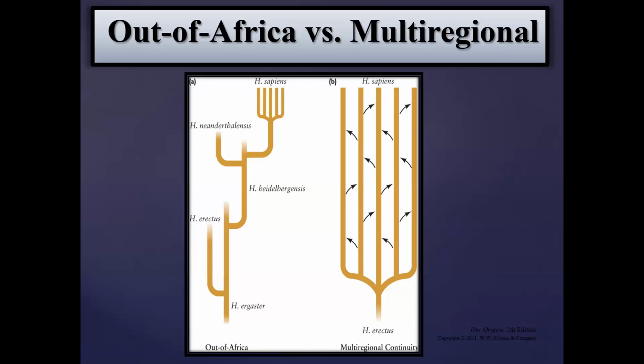Another way of looking at the multi-regional continuity model is the gene flow model. It leaves a lot of room for the possibility that there was quite a bit of swapping of genes over the last 2 million years, essentially, but especially over the last 800,000 years. And then essentially the transition to modern Homo sapiens took place regionally and did not involve complete replacement.